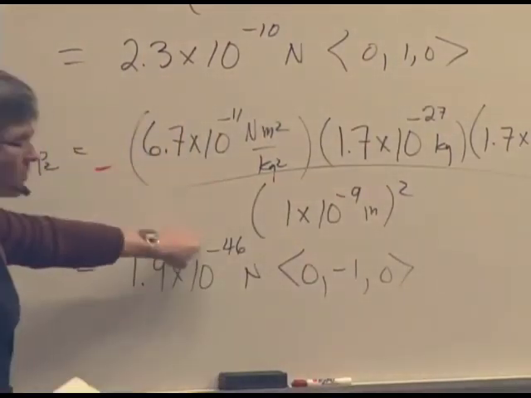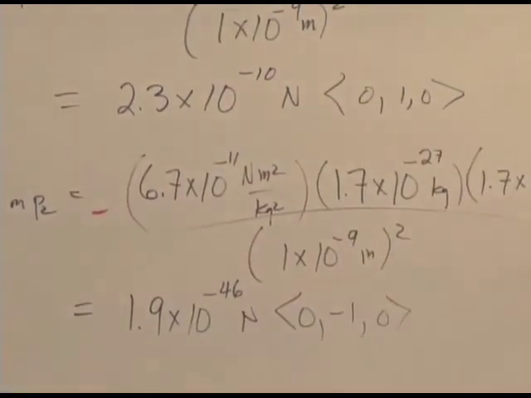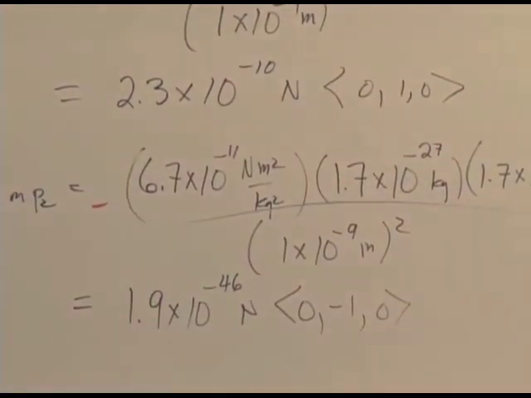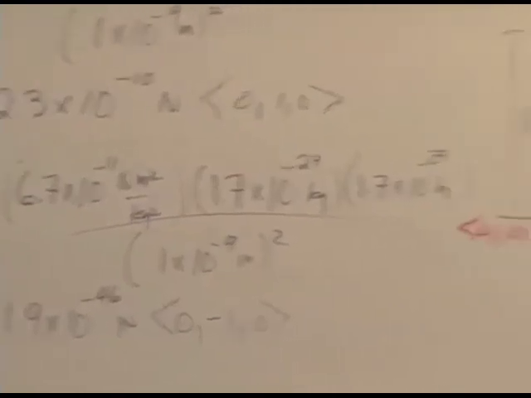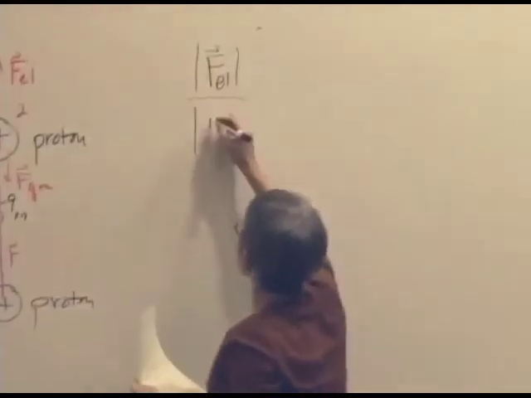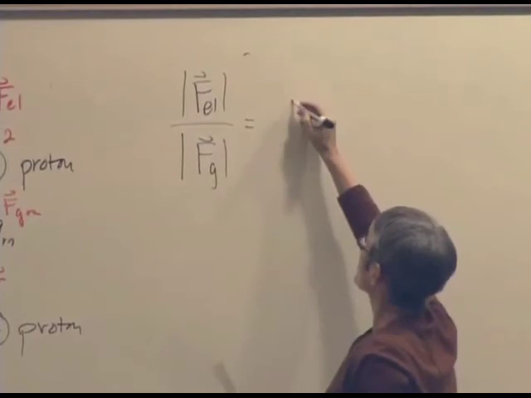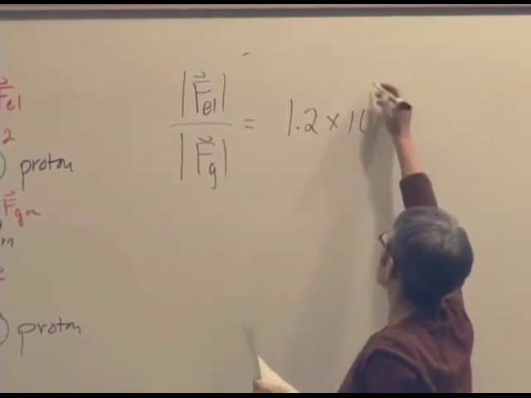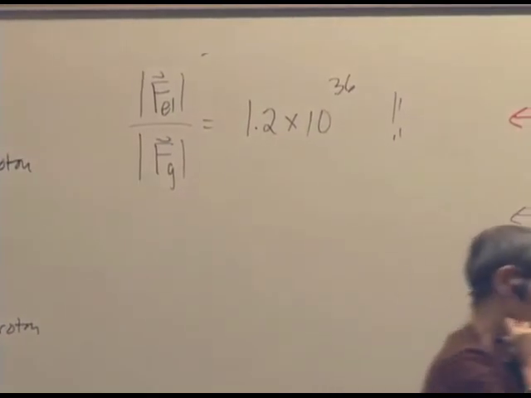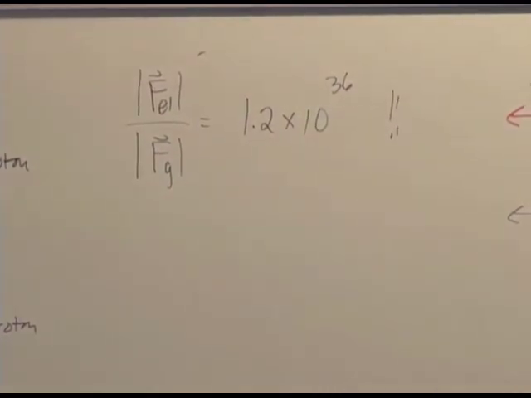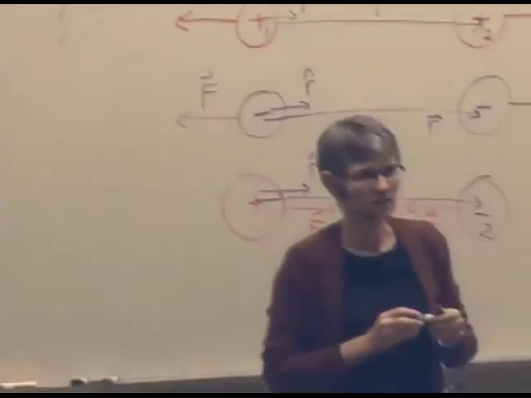Now that's really a much smaller force. In fact, if we take the ratio of the magnitude of the electric force between these two particles and the magnitude of the gravitational force, we get something like 1 times 10 to the 36th. So the electric force is much, much, much stronger inherently than the gravitational force.